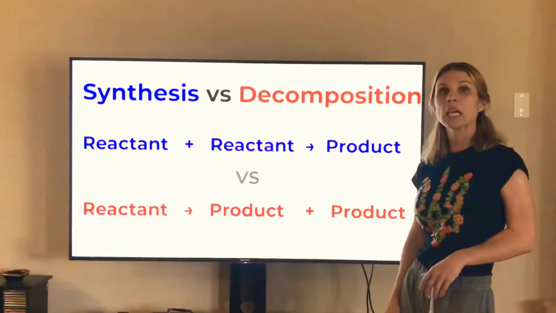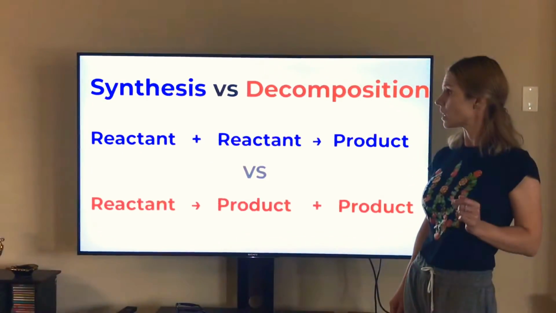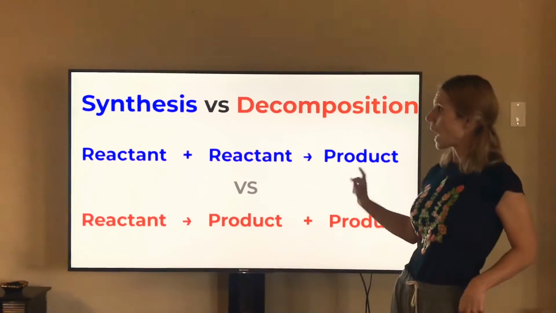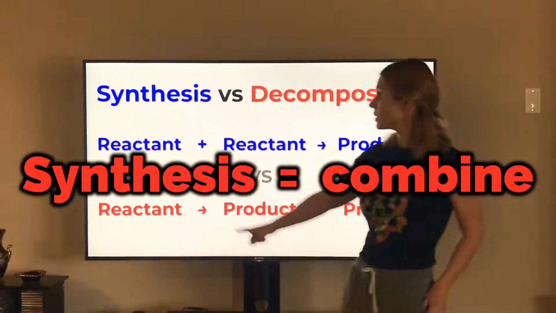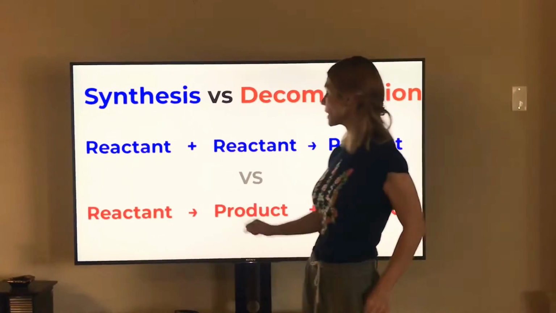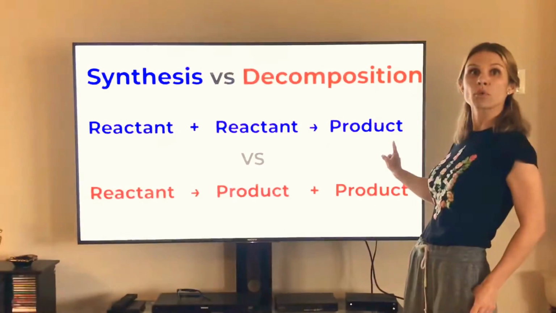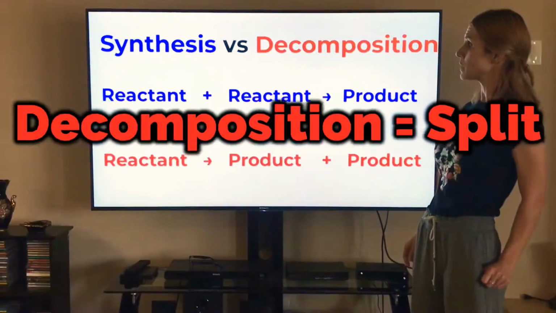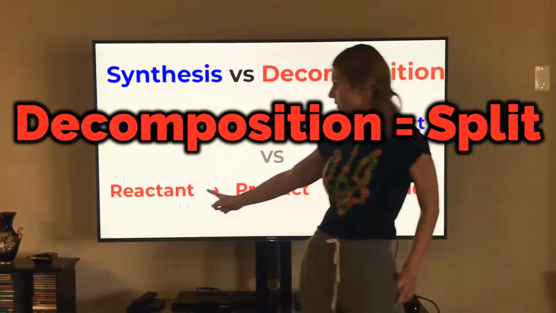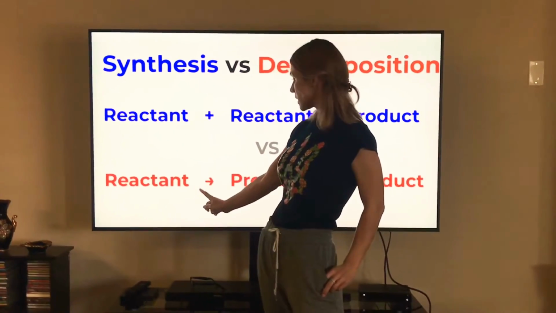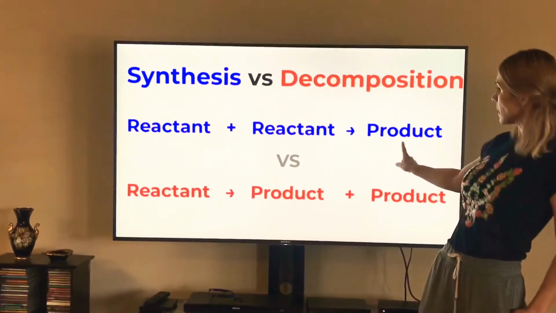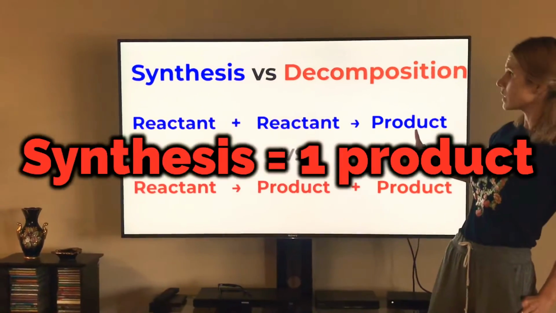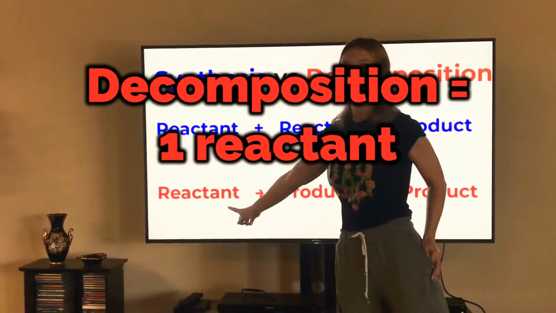One important thing is not to confuse synthesis and decomposition. Over here, I'm showing you the difference. When you have synthesis, you have 2 reactants that make only 1 product. In decomposition, it's absolutely backwards. You have a reactant, and that reactant is going to split into 2 products. So synthesis, only 1 product. Decomposition, only 1 reactant.